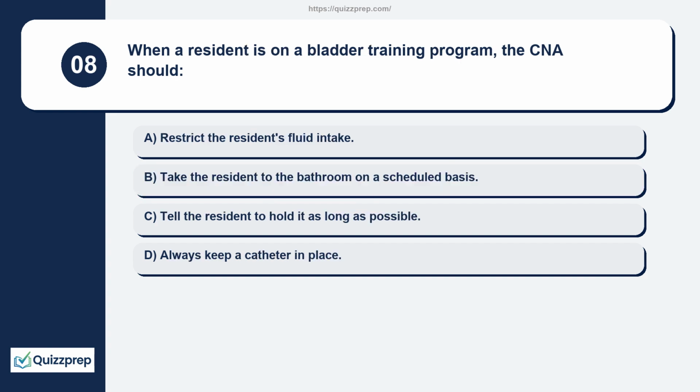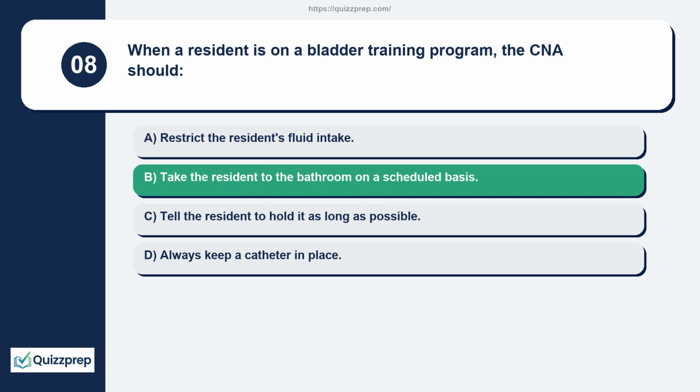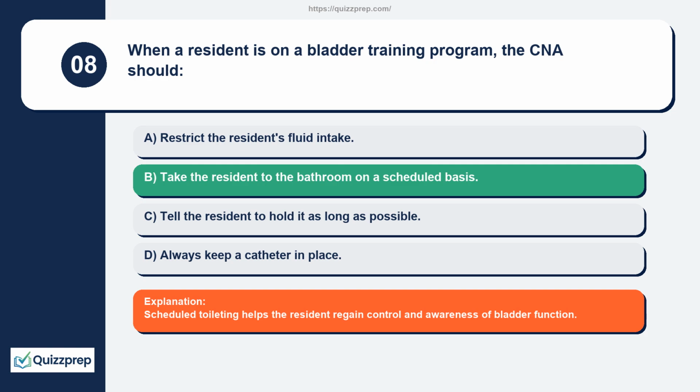Question 8. When a resident is on a bladder training program, the CNA should restrict the resident's fluid intake, take the resident to the bathroom on a scheduled basis, tell the resident to hold it as long as possible, always keep a catheter in place. Scheduled toileting helps the resident regain control and awareness of bladder function.